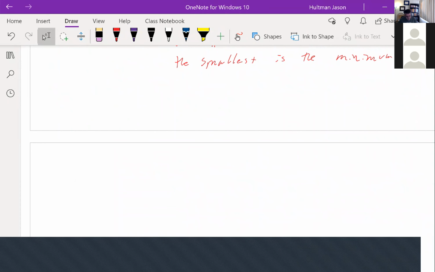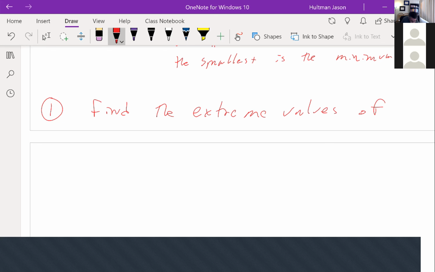Okay, let's go into an example here. Example 1. Find the extreme values of f of x, y equals x squared plus 2y squared on the circle x squared plus y squared equals 1.